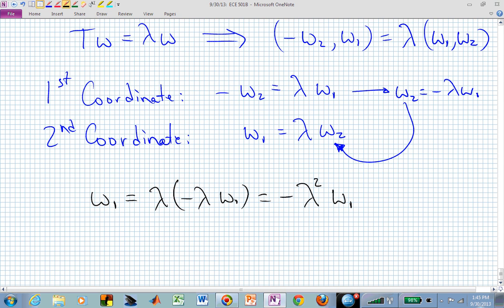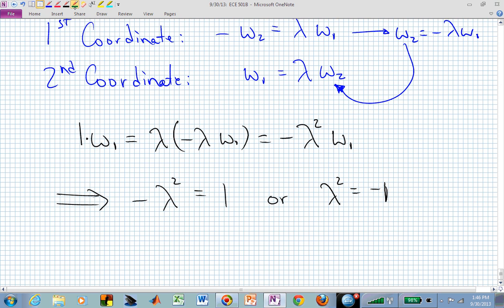And if you look at what this says, you can think of, on the left, you have this identity element 1 times W1, and so for any value omega sub 1, you see that minus lambda squared is equal to 1, or that lambda squared is equal to minus 1.